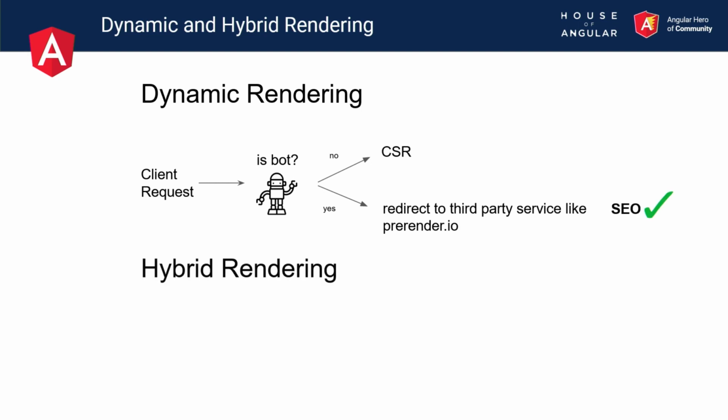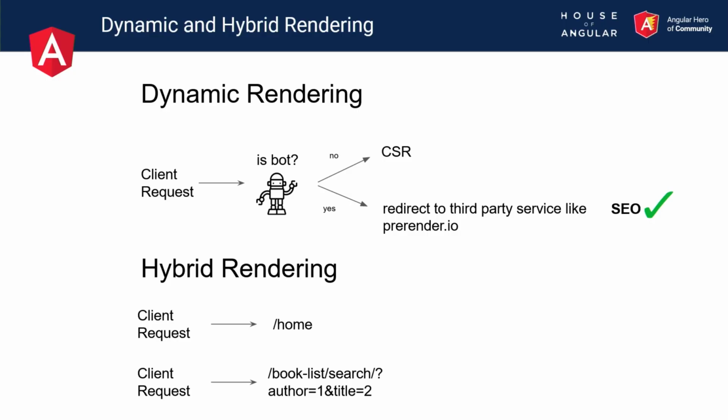And beside that, we have an umbrella term called hybrid rendering, essentially mixing a lot of stuff up depending on, for example, routes. For different client requests, for different routes, you can serve your content differently. So for home, I'm going to serve a pre-rendered page. But for book list with a lot of parameters, where I cannot pre-render all the combinations of the parameters, I'm going to just do SSR. And this is supported in Angular Universal, so you can take a look at that.